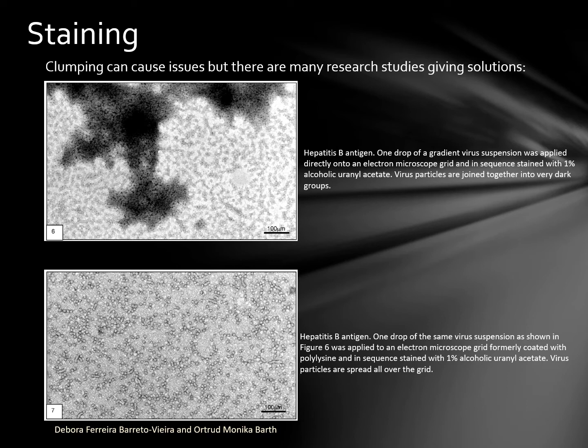In the first image, the hepatitis B antigen is shown, where the virus particles are joined together in groups. Then in the next image, the hepatitis B antigen was suspended just as in the previous sample, but what they did is they used an electron microscope grid formerly coated with polylysine, and this allowed the virus particles to be more spread out over the grid. So there are all these types of research and studies and literature that you can use to find solutions to your problems. It is also a good idea to speak to analysts of microscopes to establish a good procedure that will work for your sample.